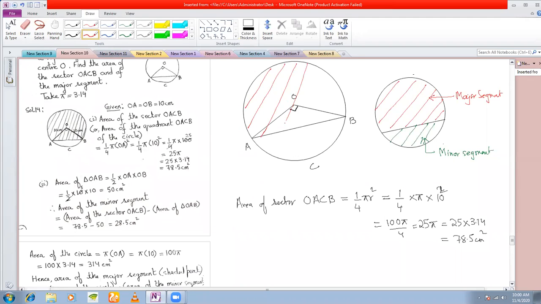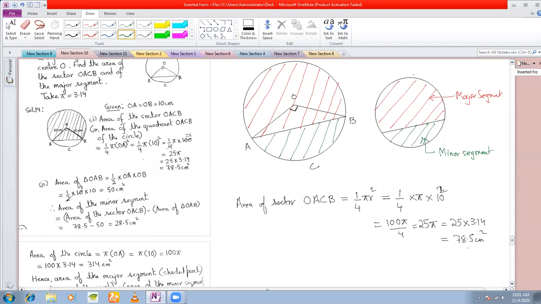That red line. This shaded part is the major segment. But the question is how to find out the area of this major segment. See, the area of this major segment is the area of the entire circle minus the area of this minor segment that I shade in green, right? But the problem is how to find out the area of the green part, that is the minor segment. So let us first find out the area of the minor segment.